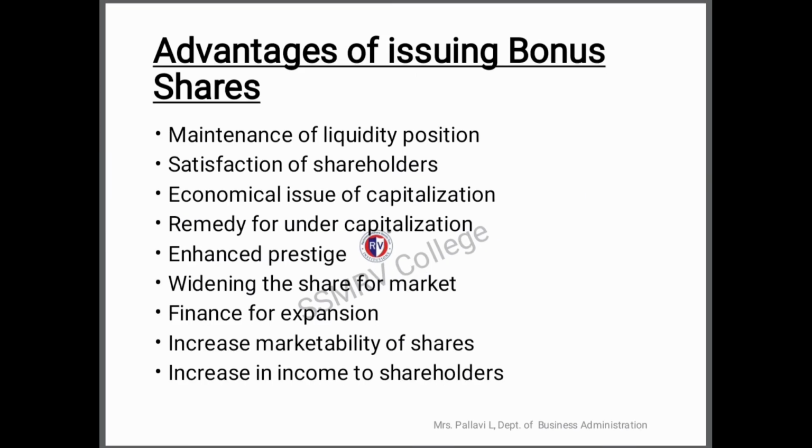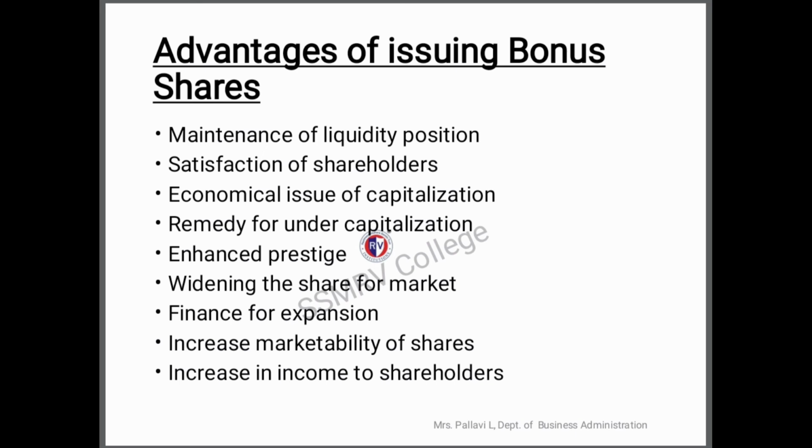And now let's discuss the advantages of issuing bonus shares. See, the first advantage is maintenance of liquidity position. By issuing bonus shares, the company does not require paying any cash to the shareholders, and by this, the company can maintain its liquidity position. And that's the advantage of issuing bonus shares.